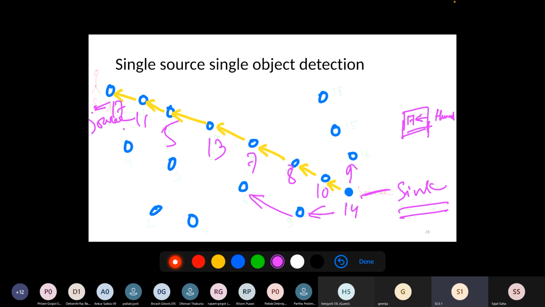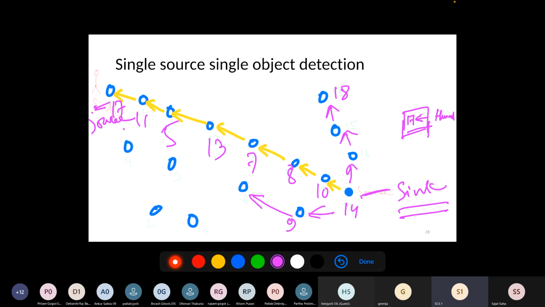The query is: have you seen any moving object detection? Now 16 will say, okay, let me check with my neighboring node. 16 will check with its neighboring node 15, and 15 will check its neighboring node 18. Now 18 does not have any neighboring node, so 18 will say there is no moving object. Similarly, 14 will check with its neighboring node 9, 9 will check with its neighboring node 6, and 6 will tell that there is no object present.